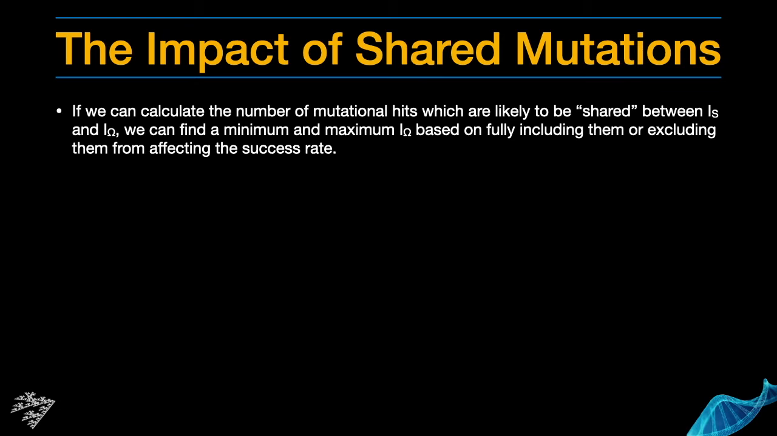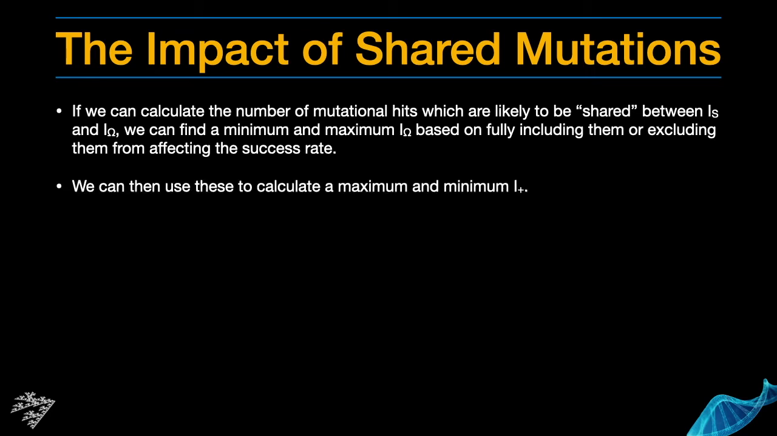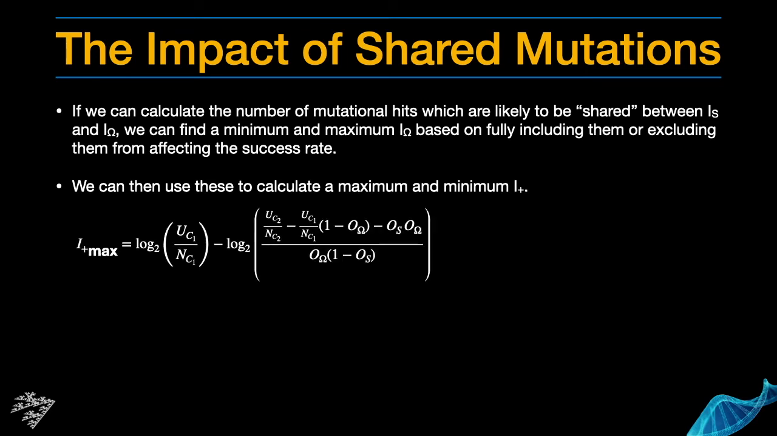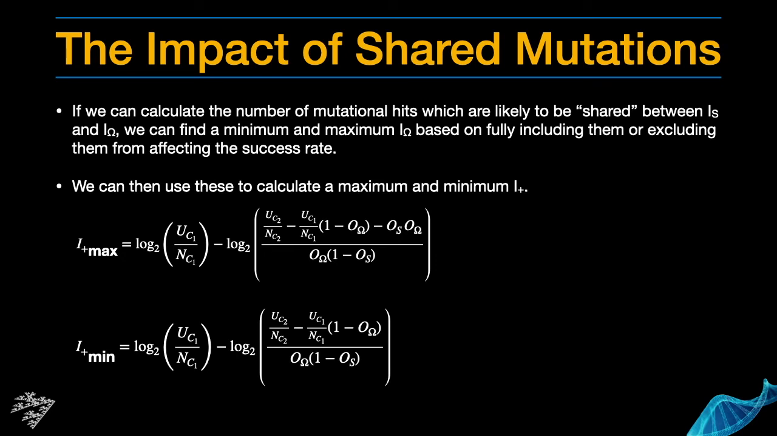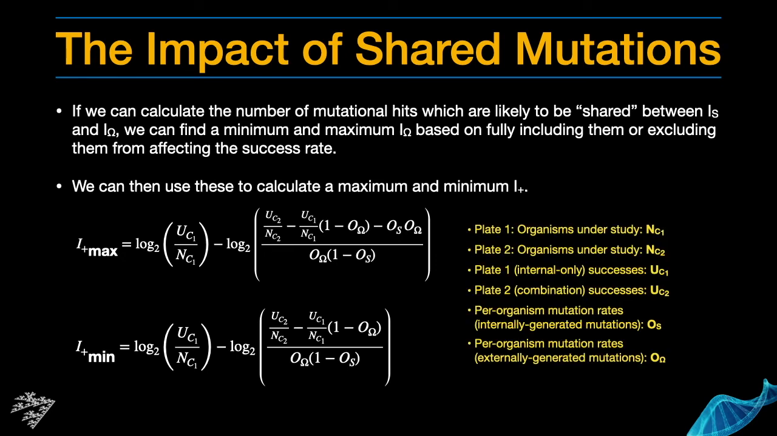If we figure out how many could be affected by that, we can find a minimum and maximum I-omega based on either fully including them or fully excluding them from the success rate. And once we have that, we can use these to calculate a minimum and maximum active information. The calculation is kind of ugly, but it looks like this for the maximum, and like this for the minimum. What these mean is that NC1 is the number of organisms under study in plate 1, and NC2 is the number of organisms under study in plate 2.